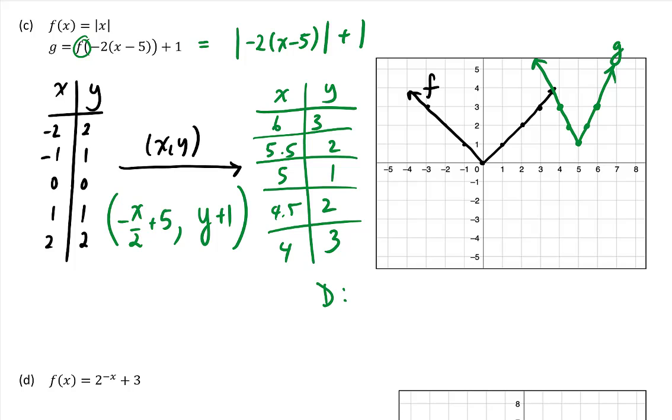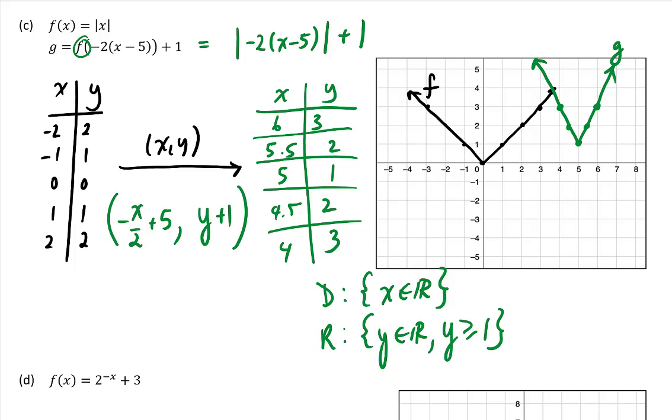So finally, let's state the domain and range. So we know x can be any real number for our domain, and y can be any real number. However, we do have a restriction, and we see that y has to be greater than or equal to 1. That's the lowest point of the graph, and then it continues upwards.